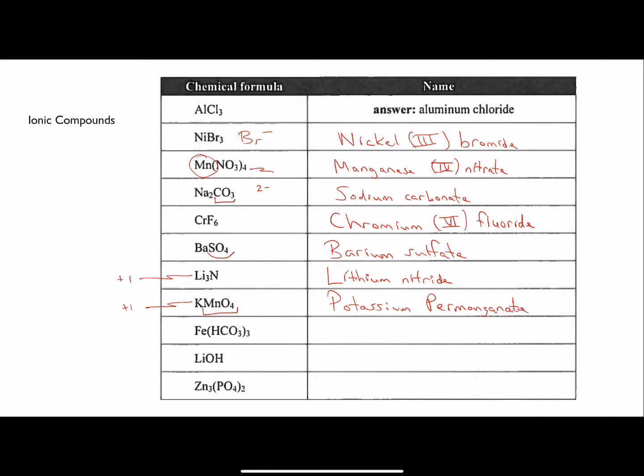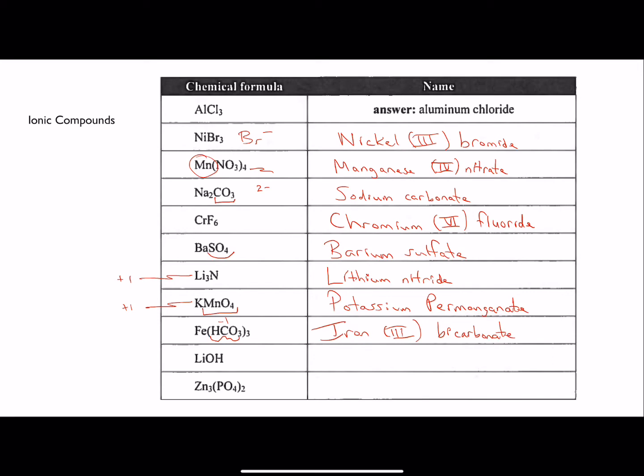The next one, we have iron. Iron can take on 2 possible oxidation states. It can take on iron +2 and iron +3, so iron 2 or iron 3. And this polyatomic ion here, HCO3, that's the bicarbonate ion. It has a charge of -1, and there are 3 of them. So -1 times 3 gives me a total -3 charge. So that means I must have iron 3. I need a 3+ charge. So this is iron 3 bicarbonate.